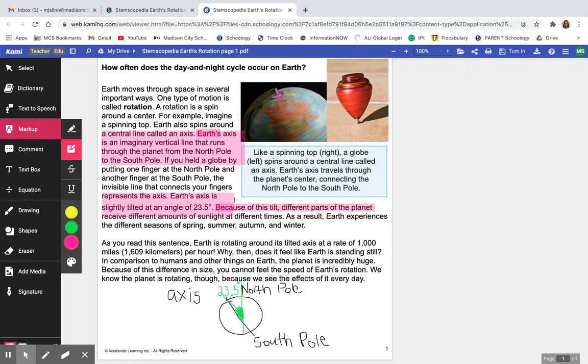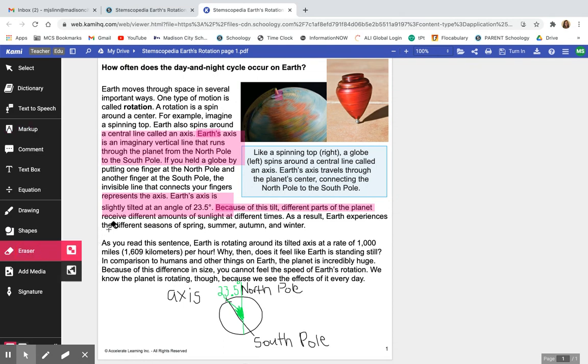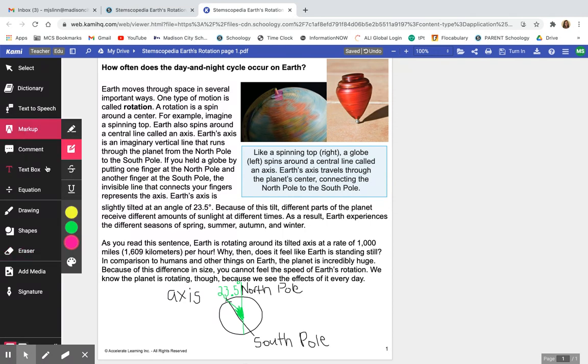I want you to record that because of the tilt of the Earth's axis, different parts of the planet receive different amounts of sunlight at different times. As a result, Earth experiences the different seasons of spring, summer, autumn, and winter. In other words, would we have seasons if the Earth did not have that 23.5 degree tilt? No, we would not.